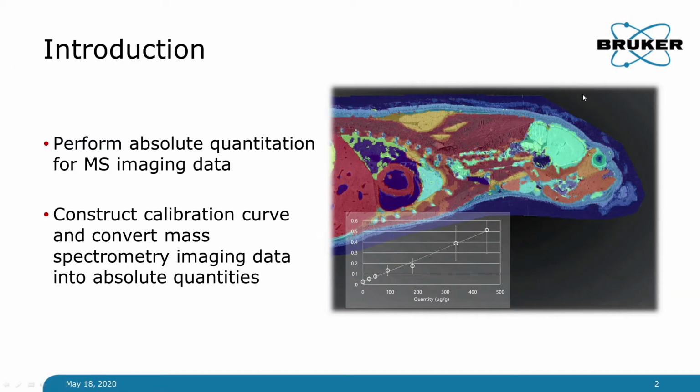Quantitation is a very useful tool. Often after data acquisition, a lot of times people want to ask, where is my drug? Where are the metabolites and how much is there? So today I want to show you how to perform absolute quantitation for multi-imaging data, and how to construct a calibration curve that converts mass spec imaging data into absolute quantities.